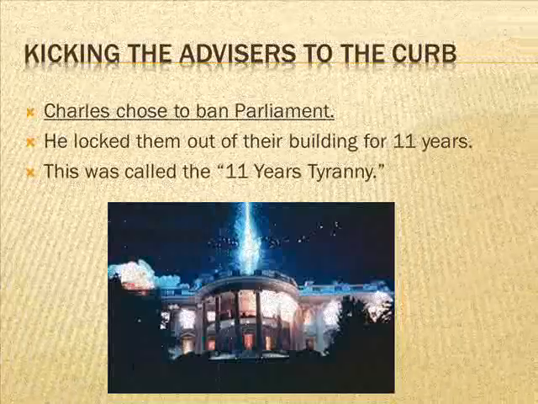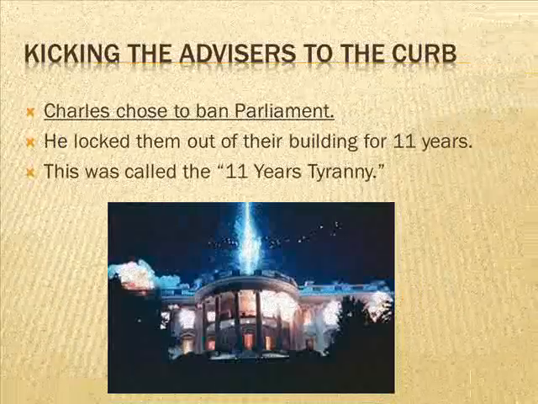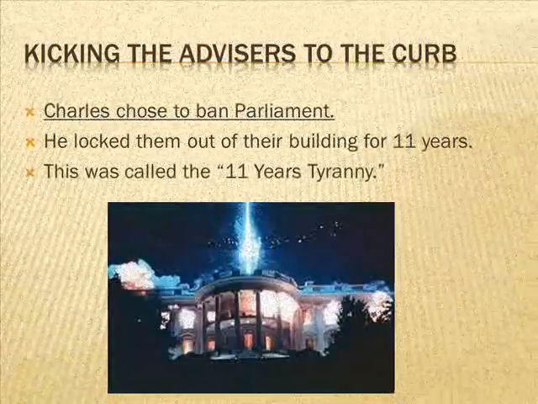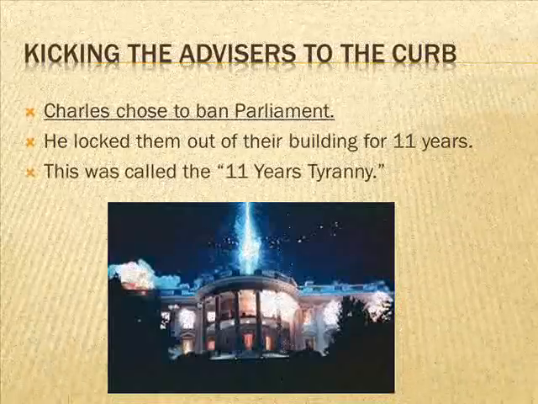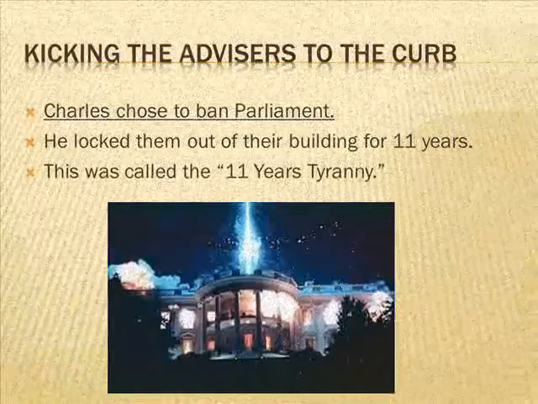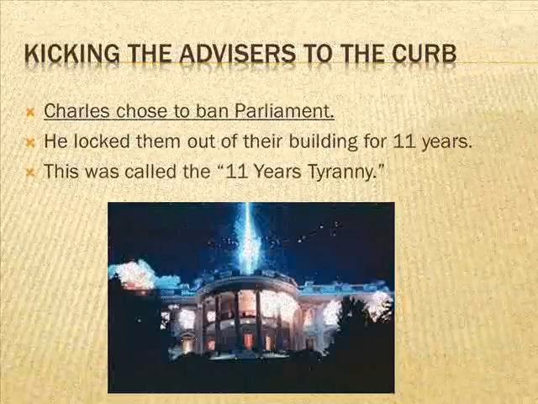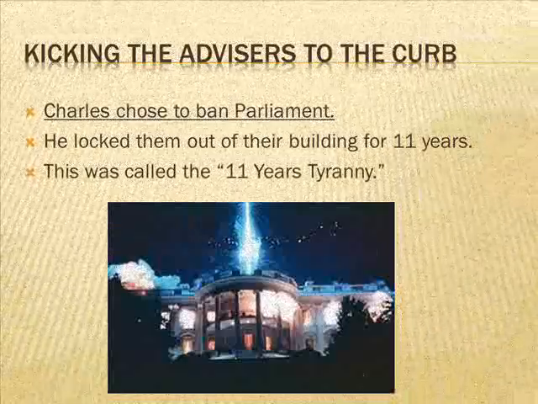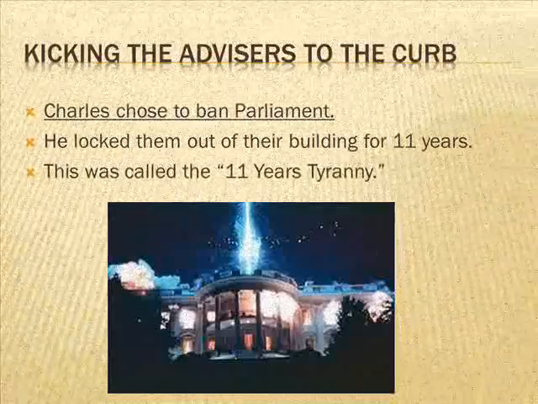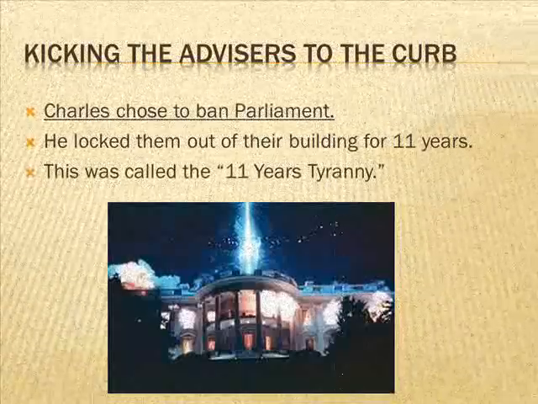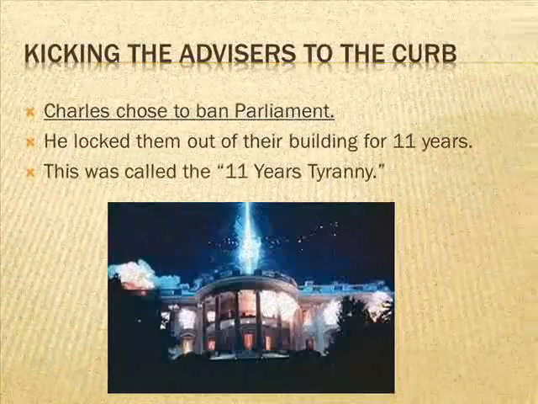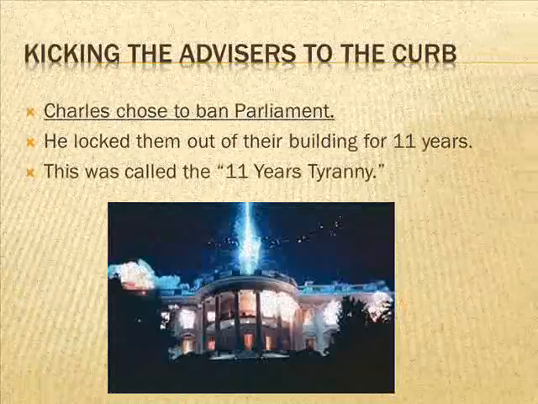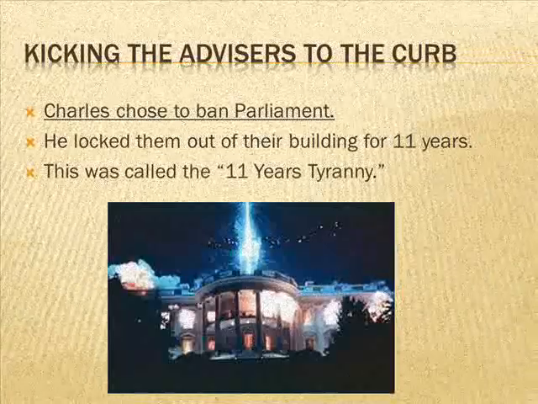Well, Parliament wants to have a say. Charles wants to say no. Absolute monarchs, we talked about a few weeks ago, had the power to get rid of the legislative body, to get rid of the lawmaking groups. And so Charles does it. Charles decides that he's just going to flat out ban Parliament, kick them out, and fire them. And he's going to be the only guy with any power in England at that point. He locks them out of their building for 11 years. 11 years, he's the only guy in England with power. Still today, the English do not appreciate Charles doing this, and they call this the 11 years tyranny.